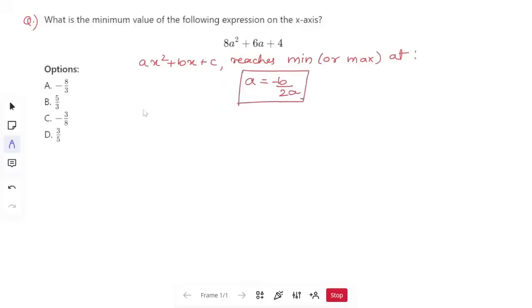Now based on this, we will solve our equation. So in our equation, A is 8, then B is 6, and then C is 4.